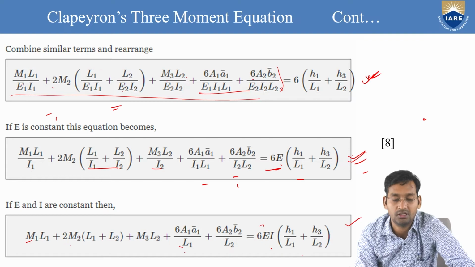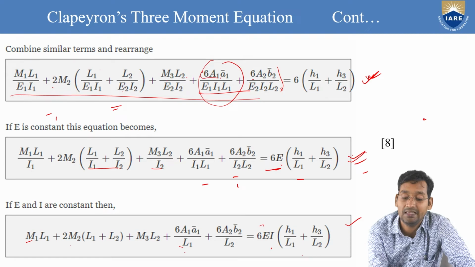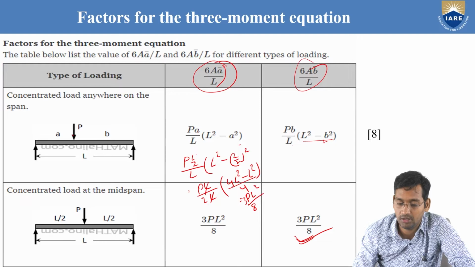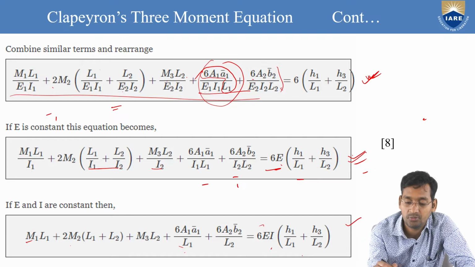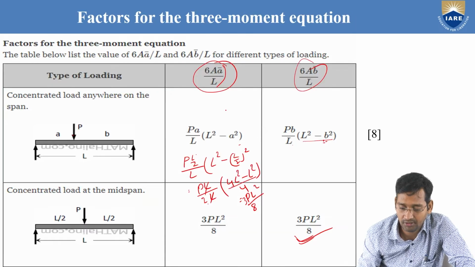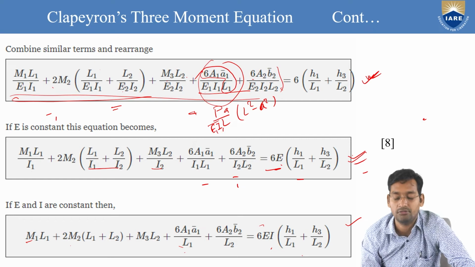So in the Clapeyron three-moment equation, just here you have to add 6AA by L. Just remember this value. So how much is this value? See the table. In this case, PA by L into L square minus A square. So this all term will be there. For this term it becomes 6AA by L. So P, what is there? Let's see. PA by L into L square minus A square, and here E1 I1. So this will be there.